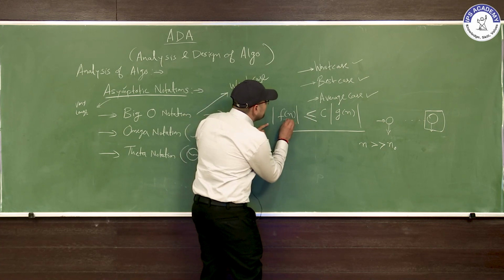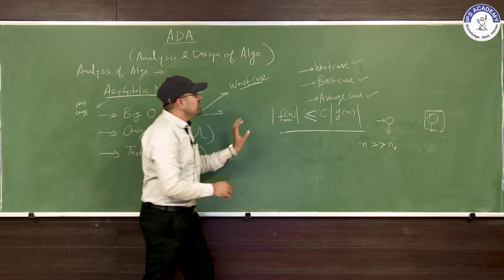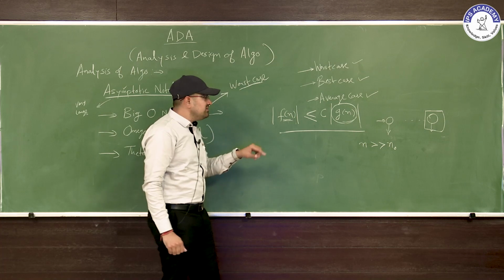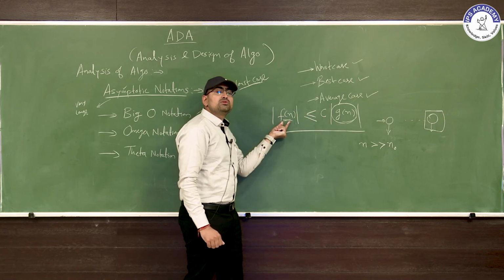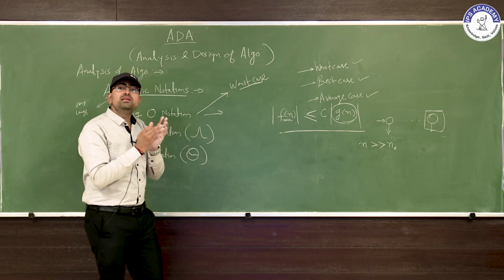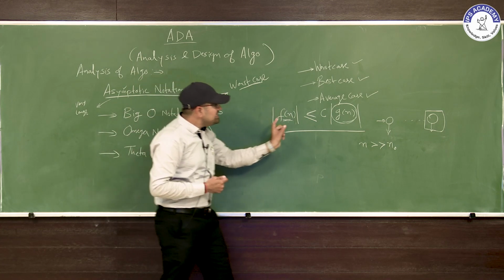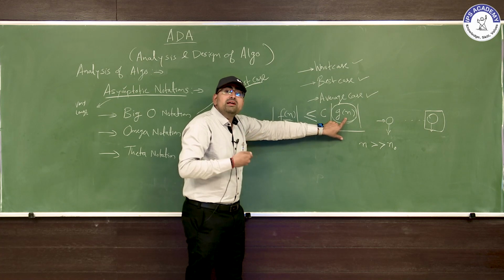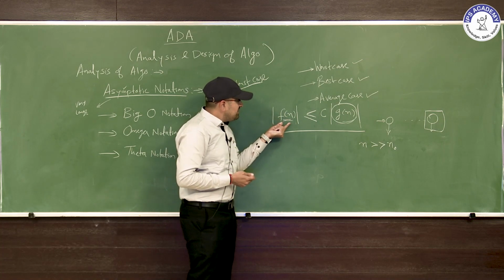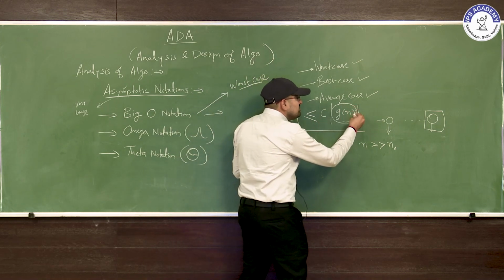So f of n is nothing but the growth rate of the algorithm we are working with, right? And g of n is a standard curve or a standard polynomial that we have taken, which is very much closer to the actual curve f of n, right? So f of n is what? It is the actual growth rate of the algorithm we are dealing with, and g of n is some standard growth rate which we have taken for calculation of the growth rate of the actual algorithm, right? So g of n is what we assume, right?